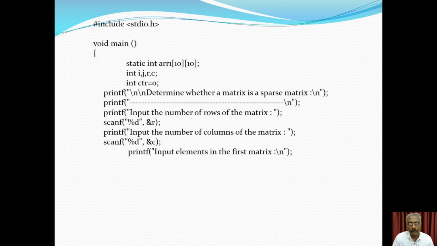Now let us see how we will write a program for a sparse matrix. So first we have to include the two-dimensional, multidimensional array. Here we have to determine whether the matrix is a sparse matrix or not, and we have to give the number of rows as well as the number of columns. In the scanf for R, you are going to get the number of rows, and in the scanf for C, you are going to get the number of columns.